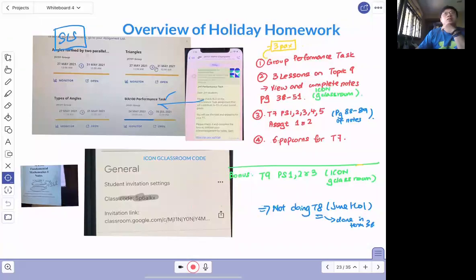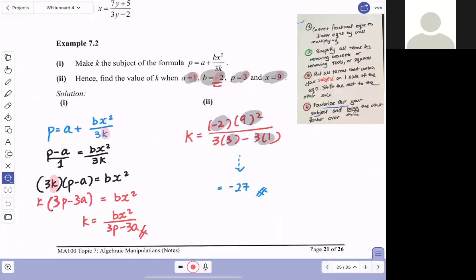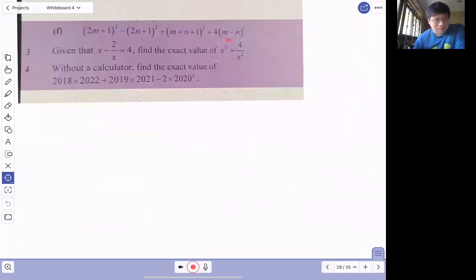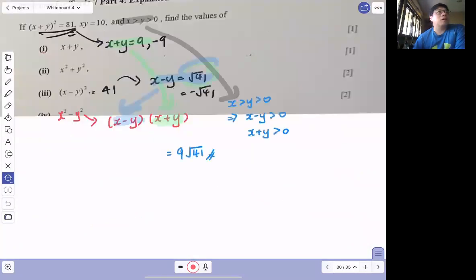Yula, are you okay? Yeah, you can go already. Nadine, you there? Yeah. Let me see. Hey, you on your camera lah. Okay, let me see your.